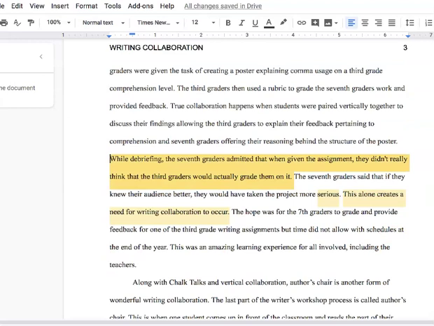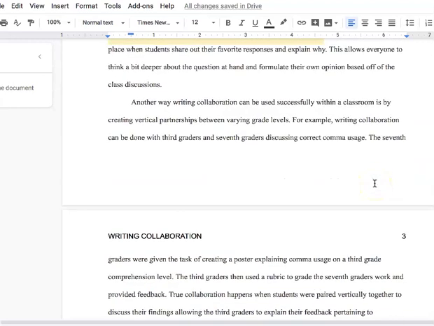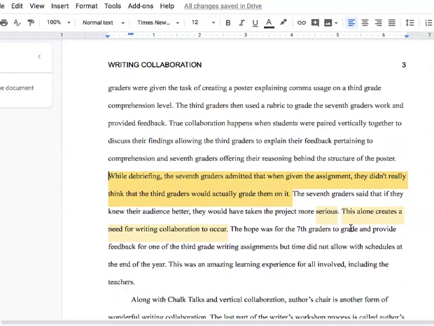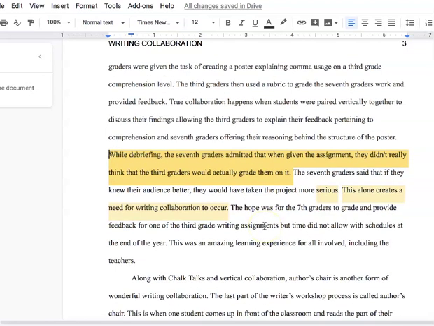In this next paragraph about the vertical partnerships between varying grade levels, I was immediately curious about this while debriefing. The seventh graders admitted that when given the assignment, they didn't really think that the third graders would actually grade them on it. I thought this was funny. I was also curious and wondering how many comma mistakes the third graders actually found. I think adding some data here, such as how many comma mistakes some of the third graders found in the seventh graders' papers, would make it really interesting to read. It would add some extra spice to that paragraph.